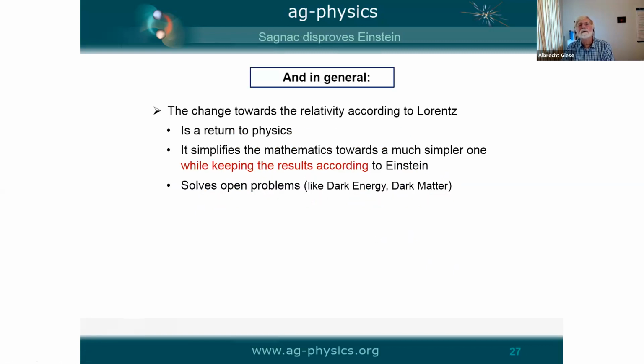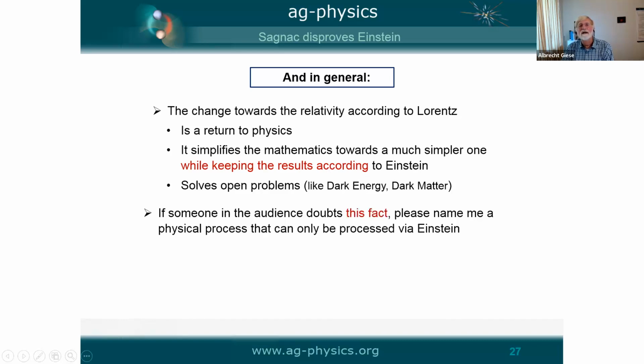So in general, another summary: the change towards the relativity according to Lorentz is a return to physics. It simplifies the mathematics towards a much simpler one while keeping the core results according to Einstein, and solves open problems, as I've said already.